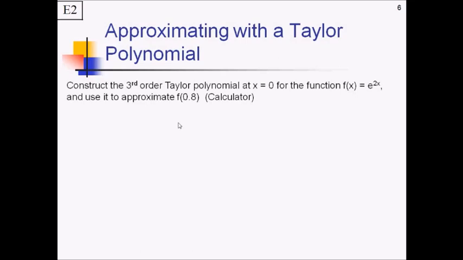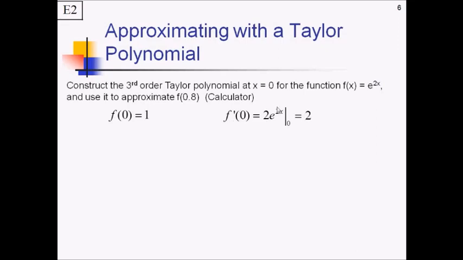Okay, so we need to start with f of 0. F of 0 here, that's e to the 2 times 0. That's just going to be e to the 0 or 1. Now we need f prime of 0. So f prime in general, that's going to be 2e to the 2x evaluated at 0. Now when you plug 0 into this e expression, that's always going to come out to 1. So it's just this number out in front that's going to be the deciding factor. So this is going to come out to 2 times 1 or 2.